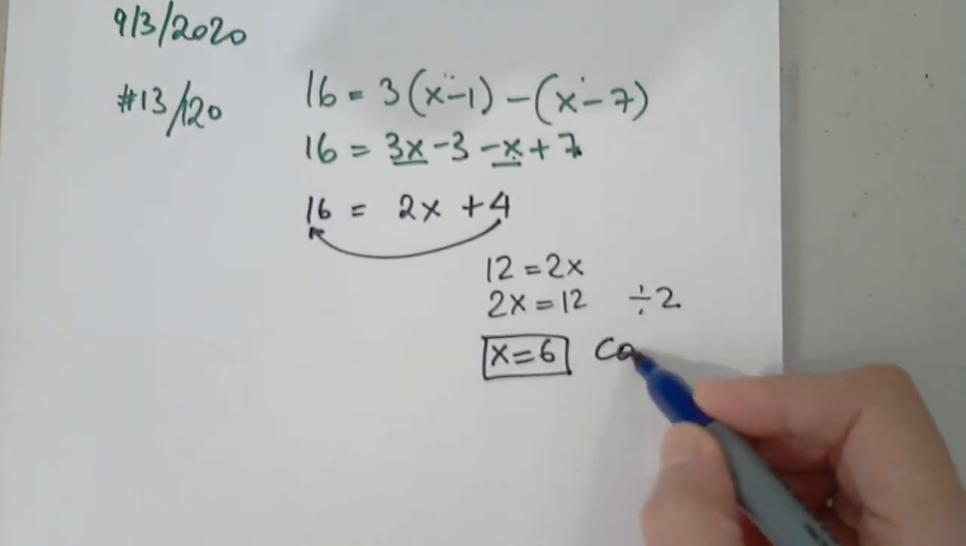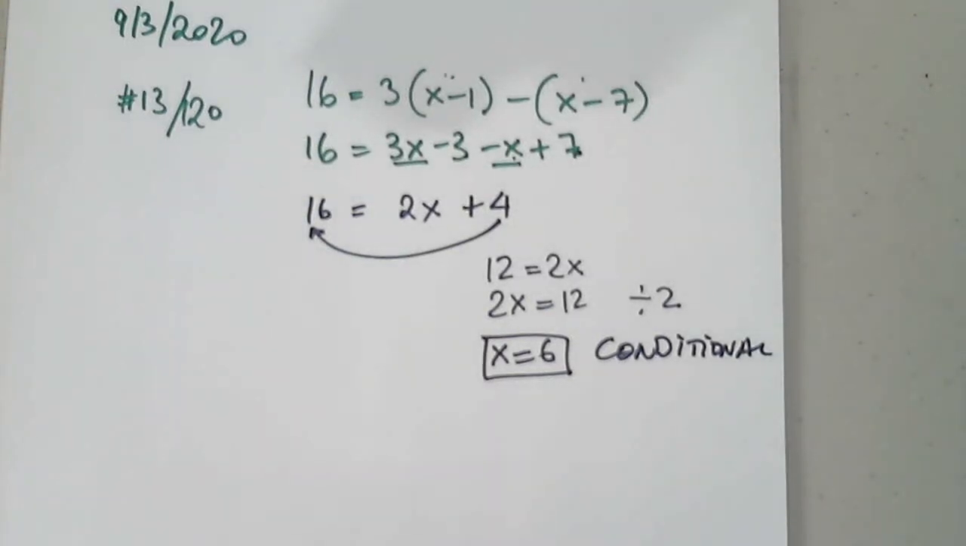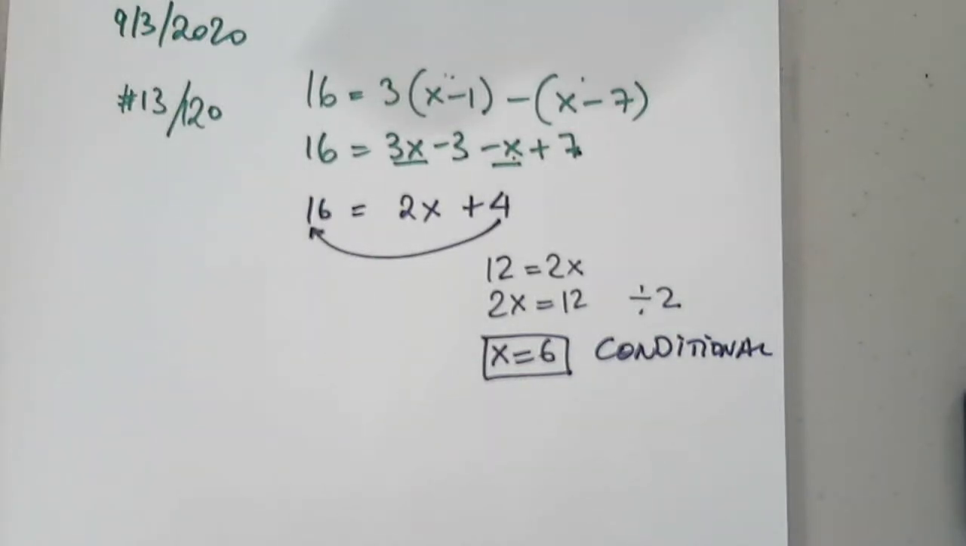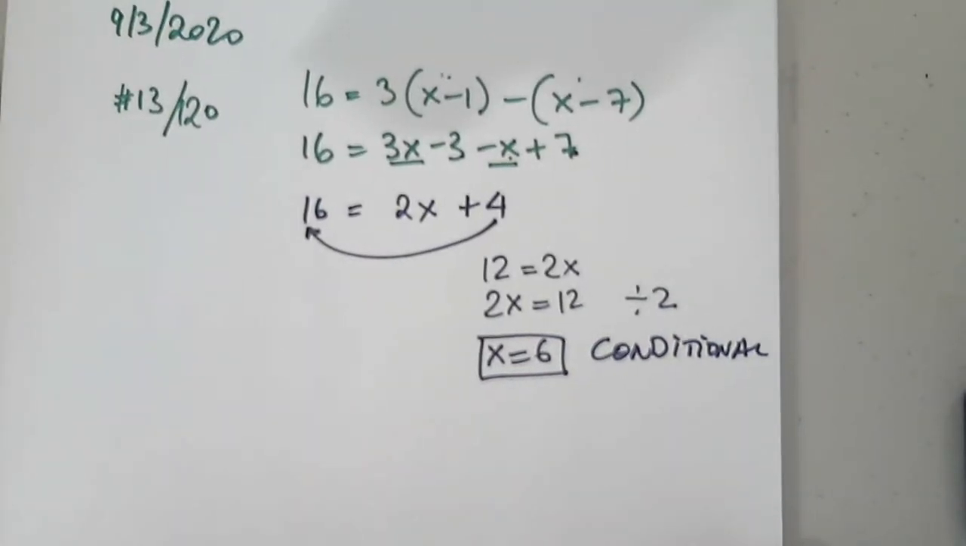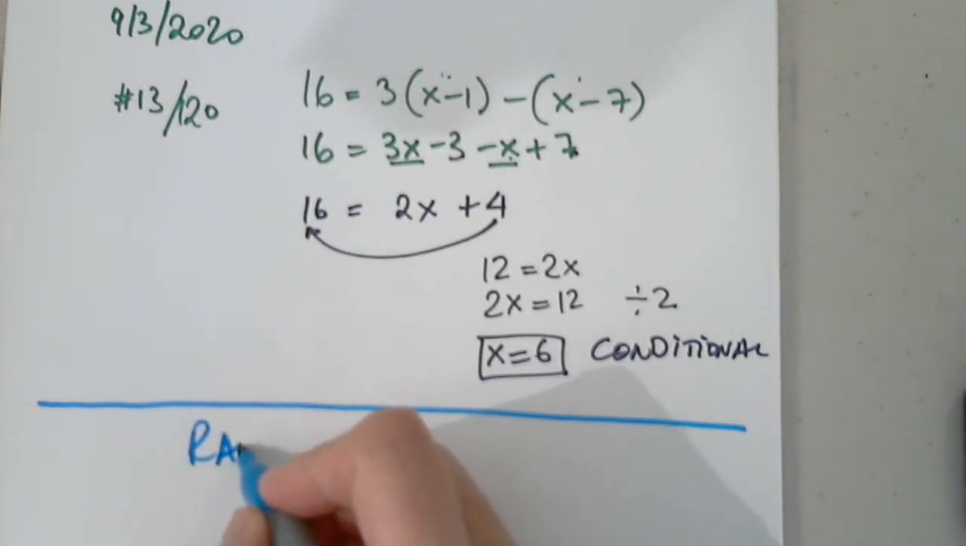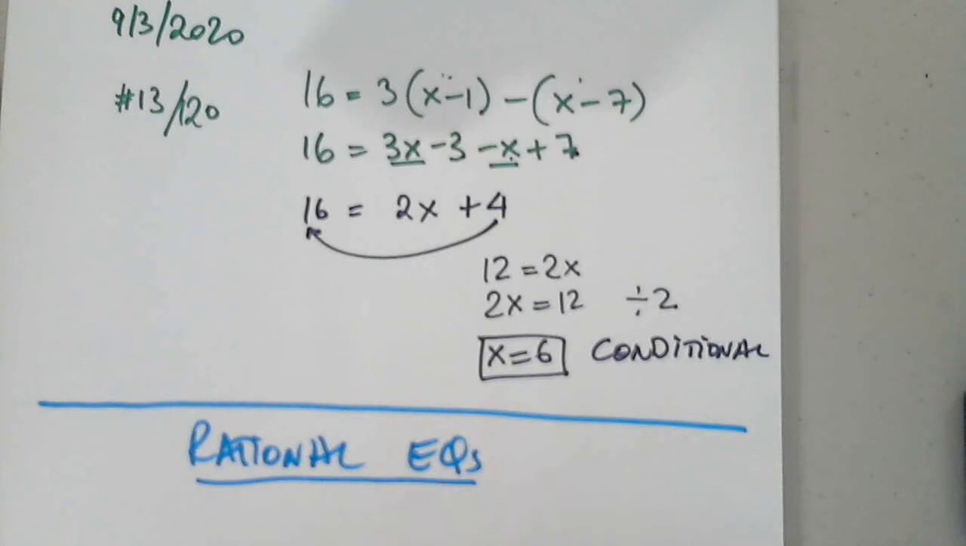It turns out, again, that this is a conditional equation, a linear equation, that has only one solution. And we are done with linear equations, and I hope everything is clear so far when it comes to linear equations. Anything that you have for me here? If not, we'll move on to rational equations.